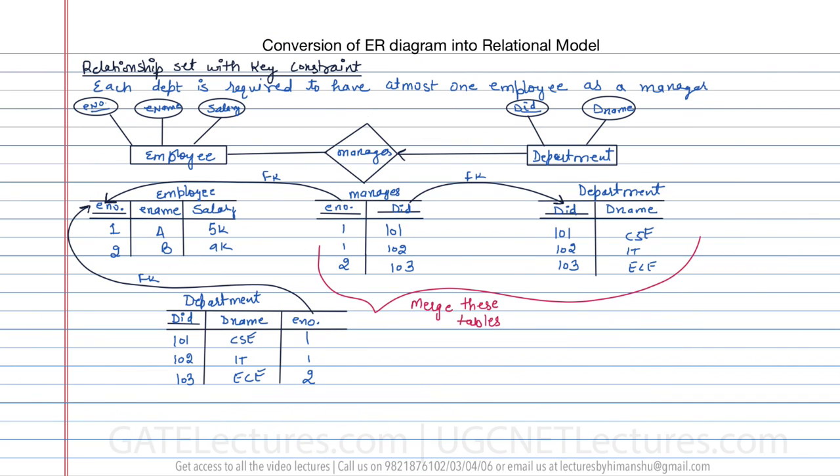Now let us check this out. Here they are explaining how to convert a relationship set with a key constraint. You can see in this case this side has the maximum cardinality as 1, and this side has the maximum cardinality as many. So you can say this is a 1 to many relationship. We have already done this kind of example before. Now each department is required to have at most one employee as a manager. So for this you can easily create the relationship sets, that means each department has at most one employee.